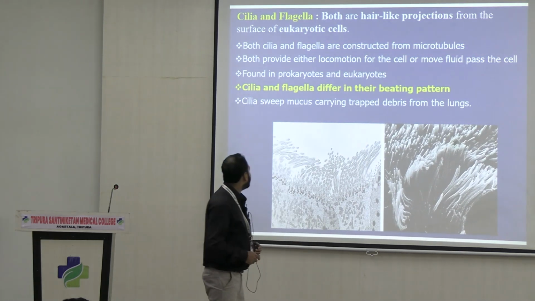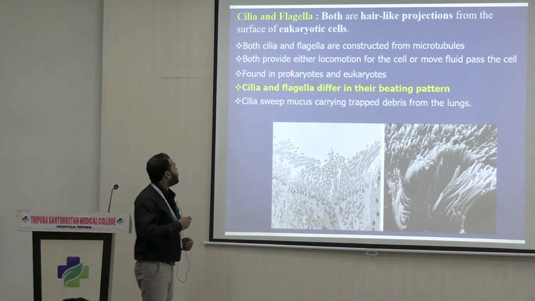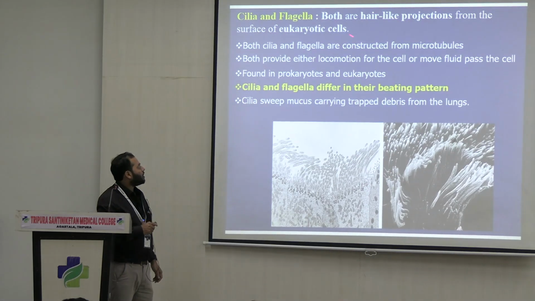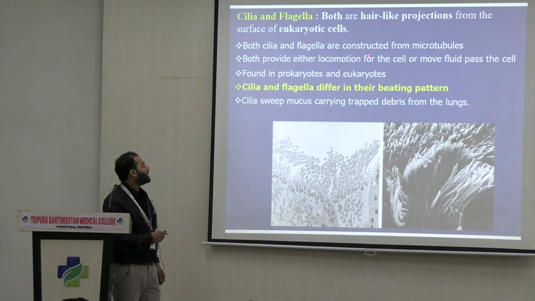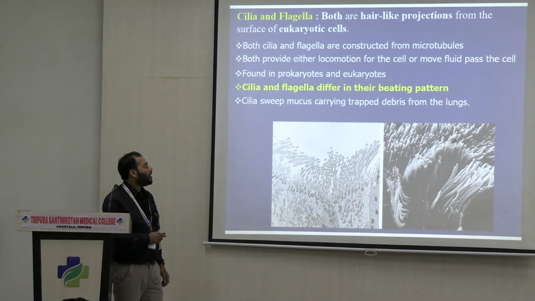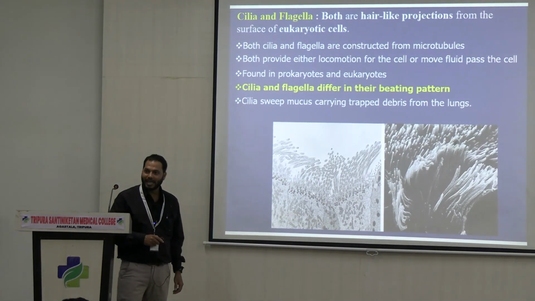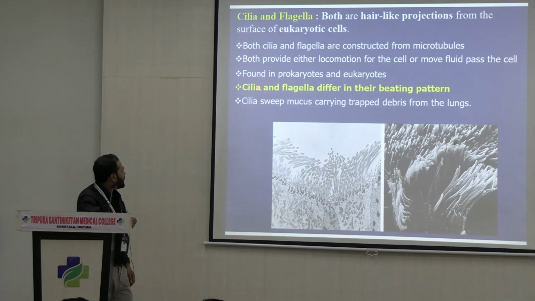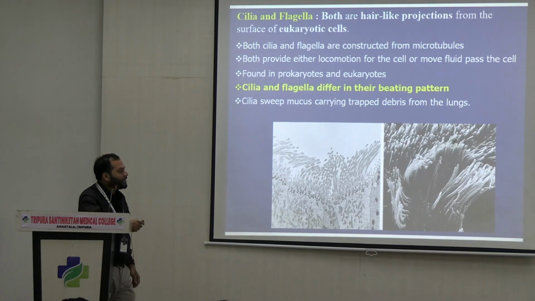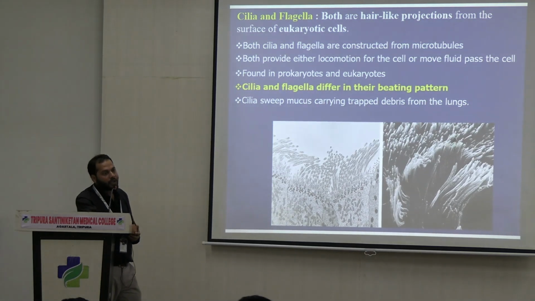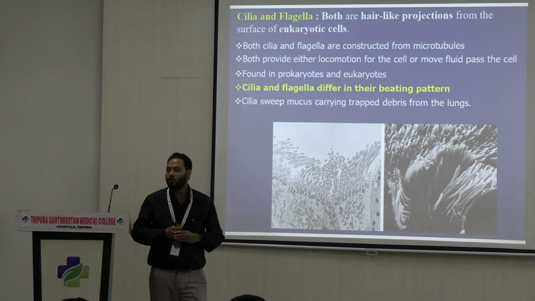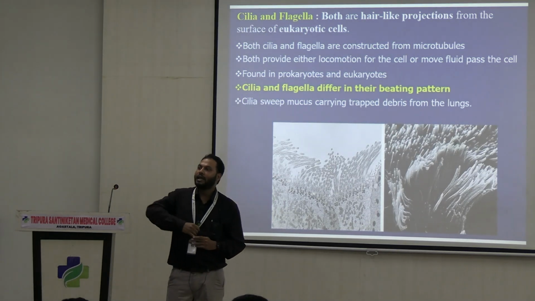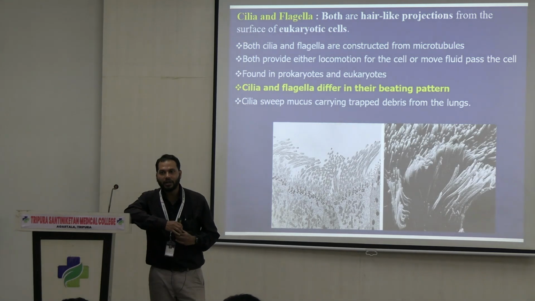See here, both the cilia and flagella are constructed from microtubules. Both provide either locomotion for the cell or move fluid past the cell. Cilia and flagella differ in their beating pattern. Yes, if you look into the motion of both the cilia and flagella, their beating patterns are different.